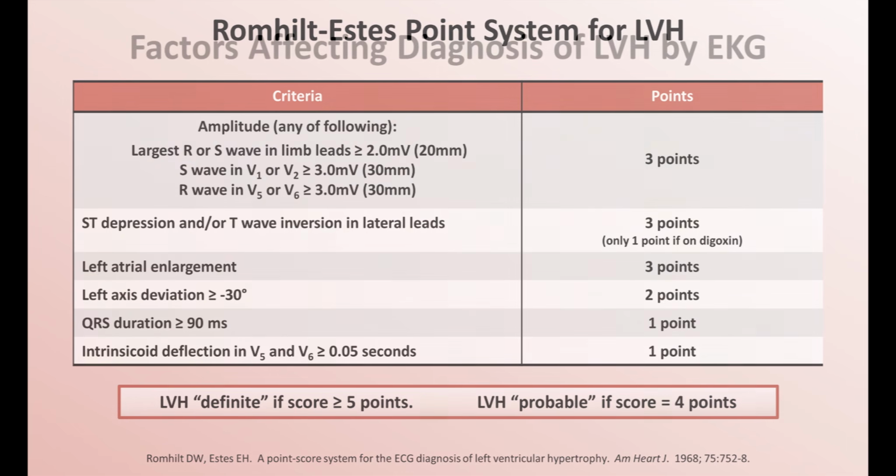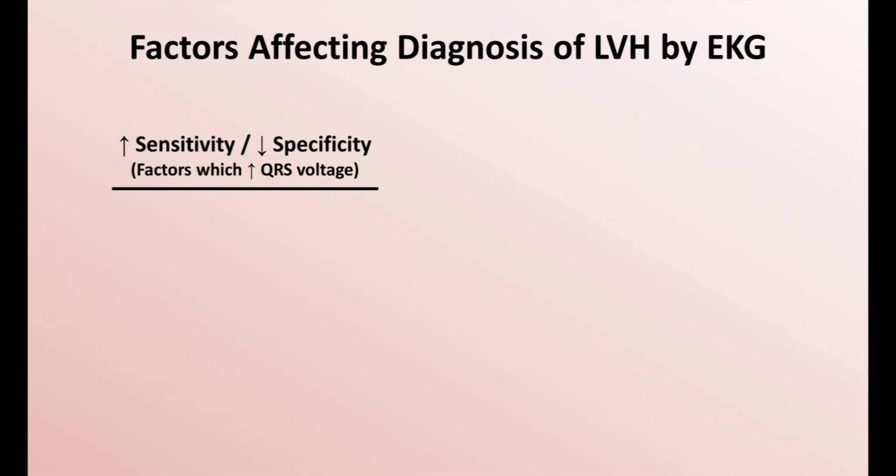Finally, there are some additional factors affecting the diagnosis of LVH by EKG. First, there are factors that increase the sensitivity of the EKG but decrease the specificity. That is, factors which increase QRS voltage irrespective of the presence or absence of LVH. These include younger age and male gender. The effect of age is significant enough that many cardiologists won't attempt to diagnose LVH in patients under 40 years unless the EKG findings are profoundly abnormal.